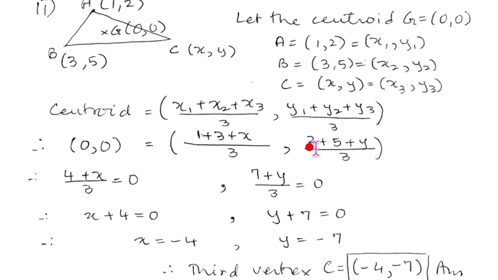Now let us look at our y coordinate. This 0 is equal to (7 plus y) upon 3. 3 into 0 is 0. So y plus 7 equal to 0. y equal to minus 7. The third vertex C will be (x, y), that means (minus 4, minus 7). Okay, so this one also is a 2-mark question. So we write this formula and we substitute it correctly, and that is our 2 marks.